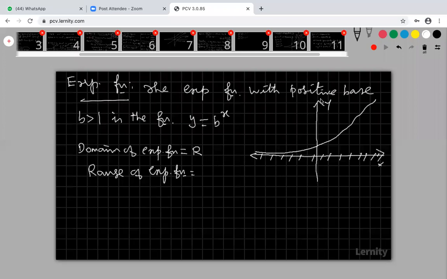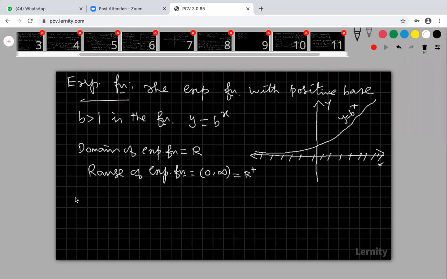Okay, my range of exponential function is the collection of y values. Look at that. When you take x as minus infinity, it is nearly zero. This curve does not meet the x-axis. It is going very near to the x-axis, not equal to zero, but very near to zero. Therefore, my range of the function is the open interval 0 to infinity, or R plus, the set of all positive real values. Don't include zero. So this is the range of the exponential function. See the diagram. From the diagram we can easily understand the domain and range of the function.